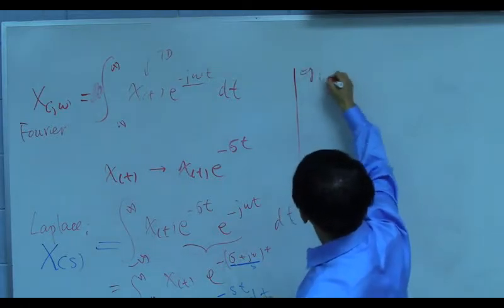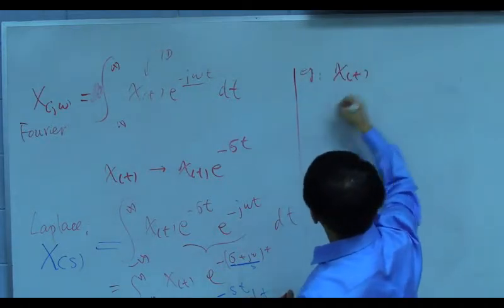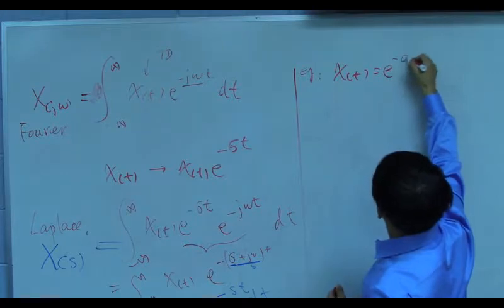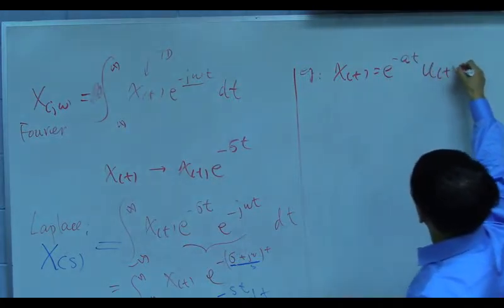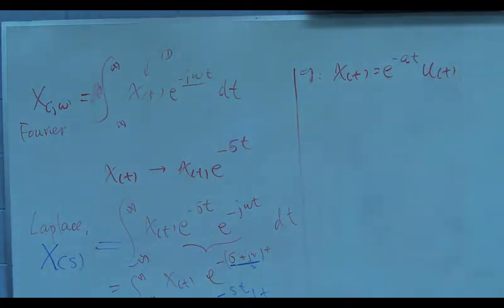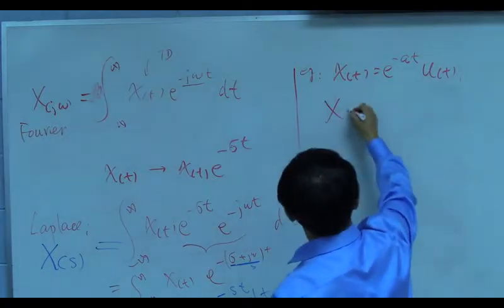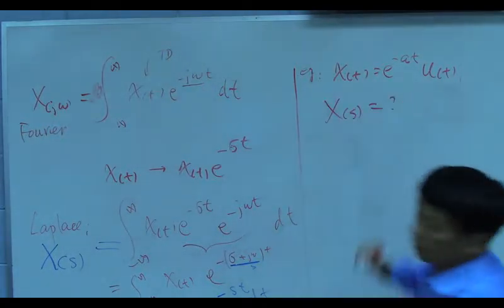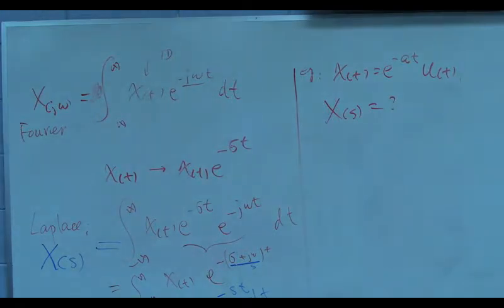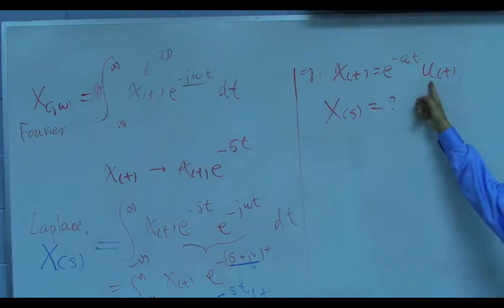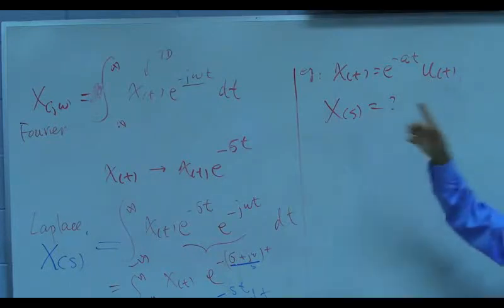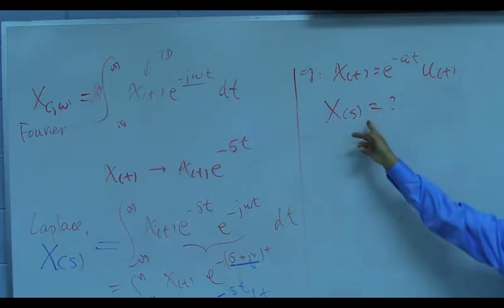Example. I give you a signal x(t) equals e to the negative at u(t), where a is constant. What is this? This is a time domain signal, right? We can plot this. And what I want is a Laplace transform.